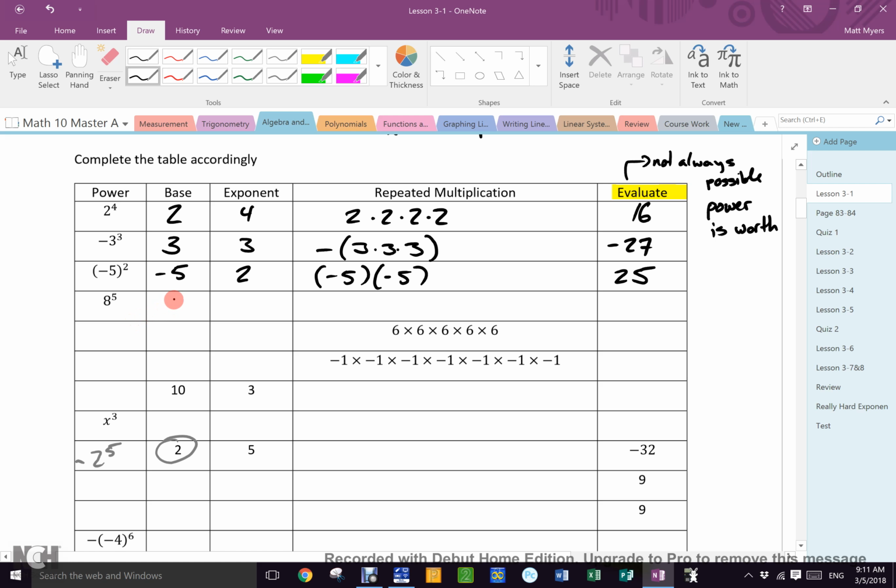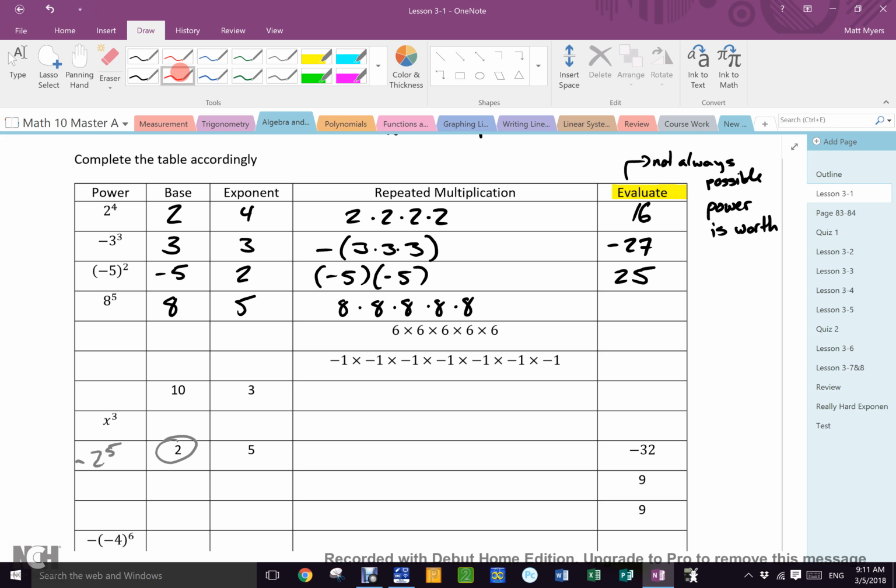Fourth one. Base 8. Exponent 5. 8 times 8 times 8 times 8 times 8. I can't do that in my head. So where do I go? I've got to go to my calculator. How do I punch that in my calculator? Again, it's different for everyone.